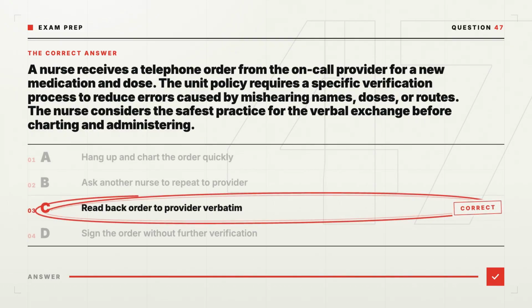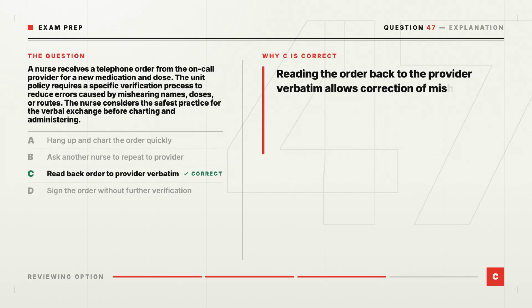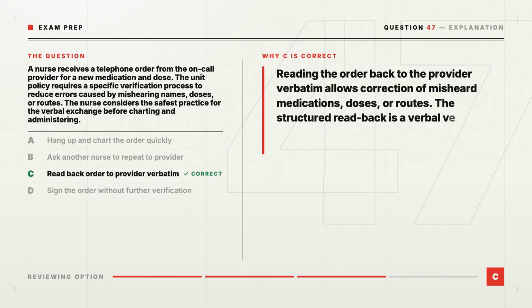The correct answer is C. Read back order to provider verbatim. C is correct because reading the order back to the provider verbatim allows correction of misheard medications, doses, or routes. The structured readback is a verbal version of independent verification and prevents many telephone order medication errors.